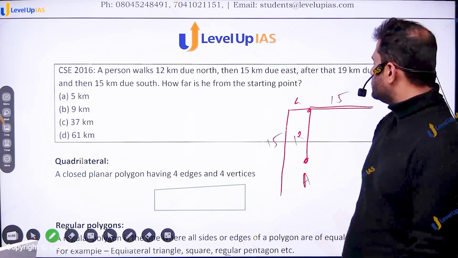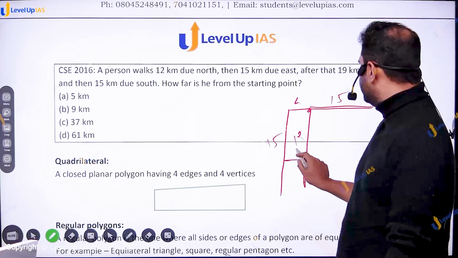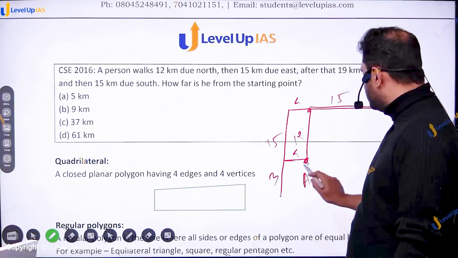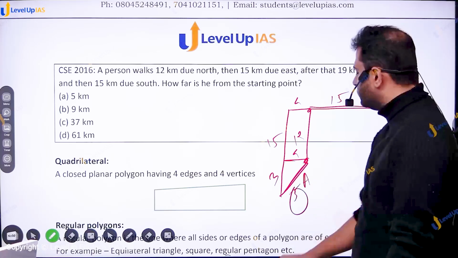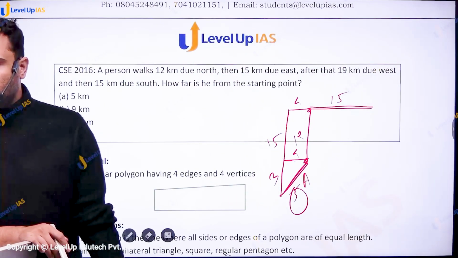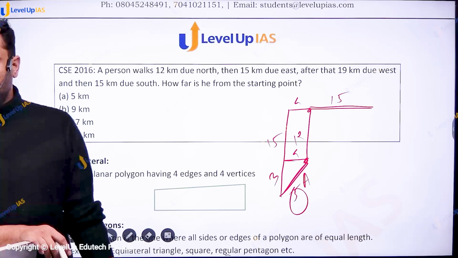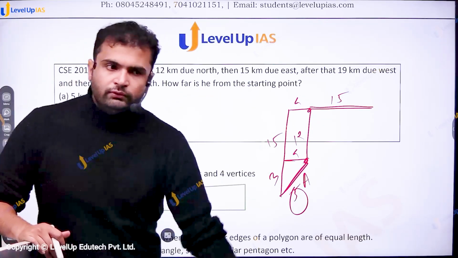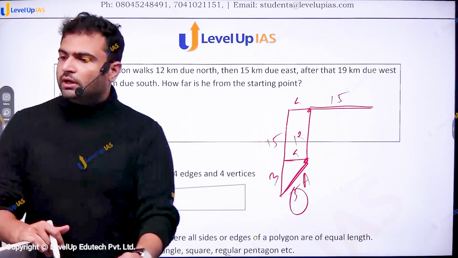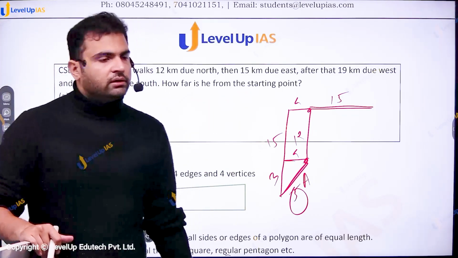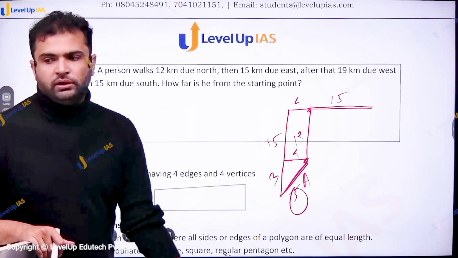How far is he from starting point? So you know that this is 4, this is 15, this is 12, so this is 3. What would be this? 5. ठीक है? Just plot the question, go with the question, go with the flow, and you will get your answer at the end. Don't make it more difficult than it has to be.